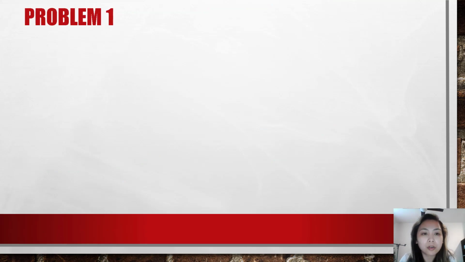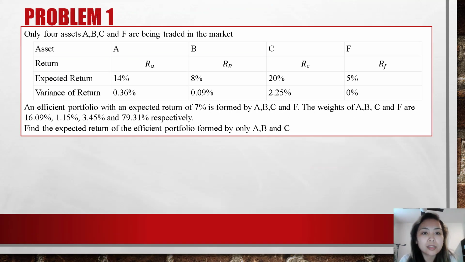Alright, so for problem one, only four assets A, B, C, and F are being traded in the market. This table represents the four assets A, B, C, and F with their expected return and variance of return. An efficient portfolio with an expected return of 7% is formed by A, B, C, and F. The weights of A, B, C, and F are 16.09%, 1.15%, 3.45%, and 79.31% respectively. Find the expected return of the efficient portfolio formed by only A, B, and C.